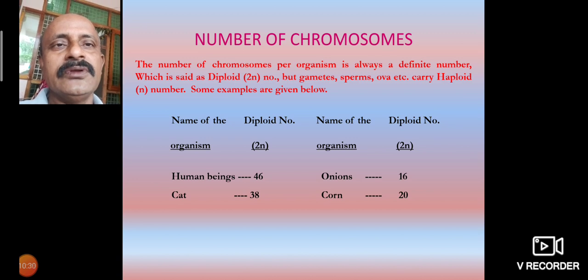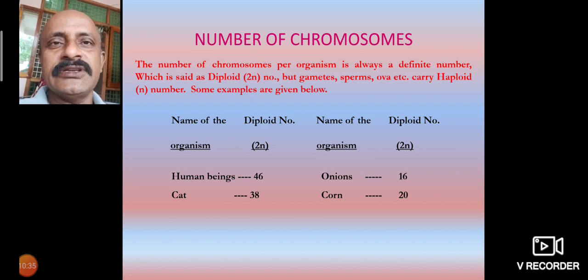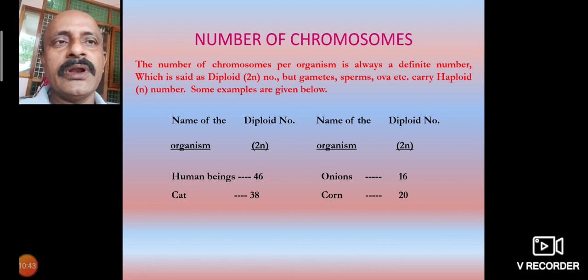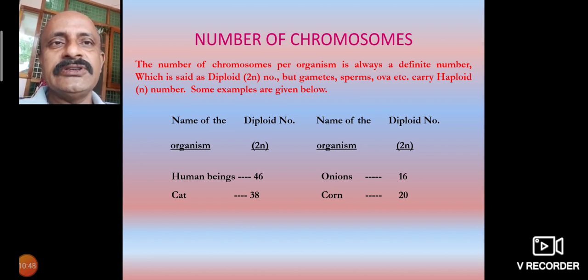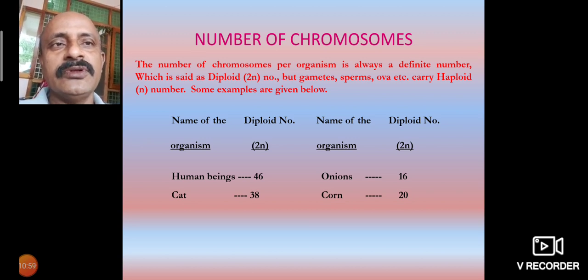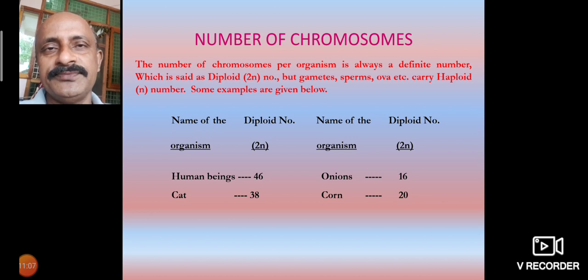The chromosome number is also different. Number, size and structure vary from organism to organism. The number of chromosomes per organism is always a definite number, which is set as diploid. The vegetative cells have a diploid number of chromosomes, meaning two sets. But gametes, sperms, ova and so on, carry a haploid number of chromosomes, only one set.